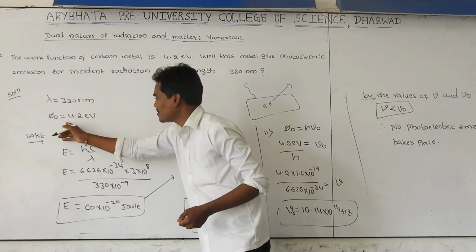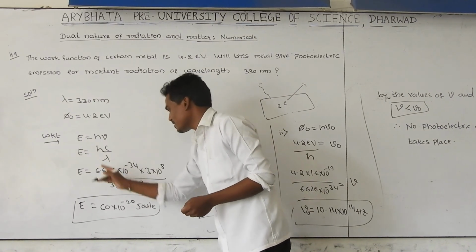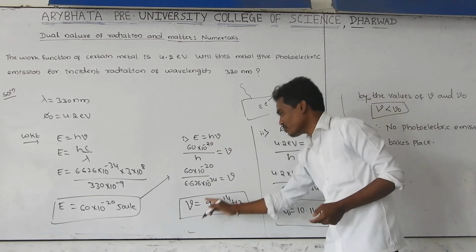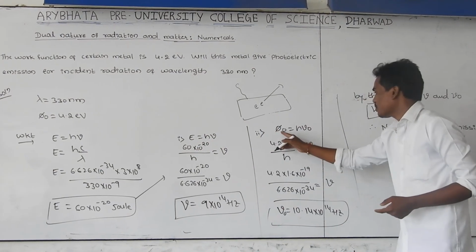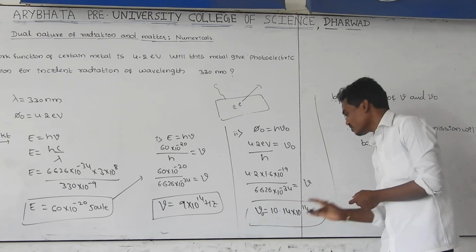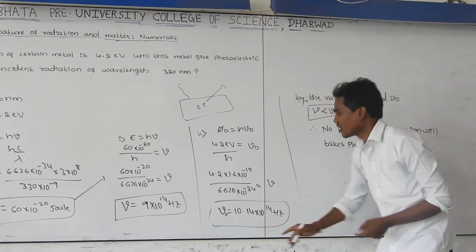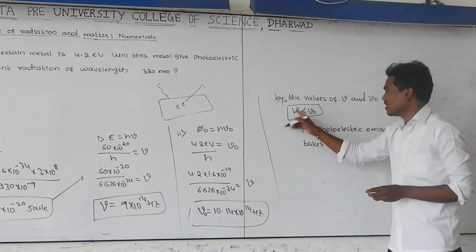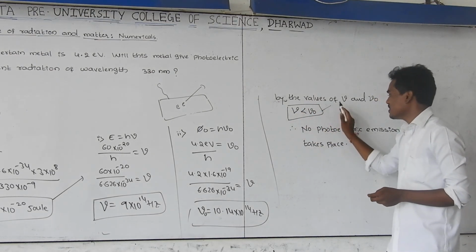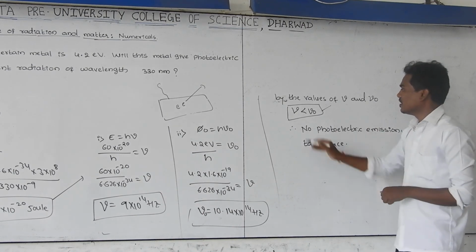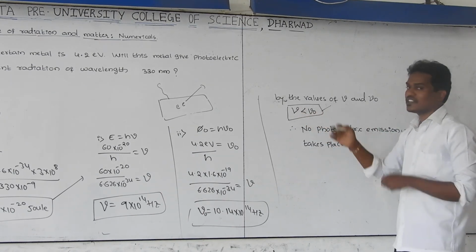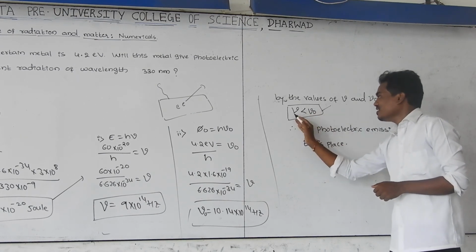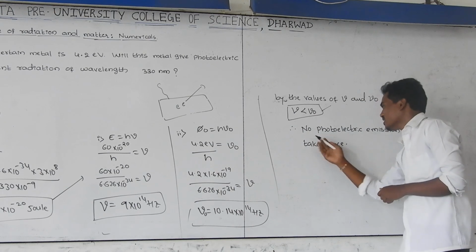Here is the lambda value and this is the work function. By using this relation, calculate the energy, E is equal to h nu. By using this equation, find out the nu value, and the work function is h nu naught. By using this equation, find out the value of threshold frequency. Compare nu and nu naught. Threshold frequency is greater than the incident radiation frequency. That's why in this case there is no photoelectric effect. The incident frequency should be greater than the threshold frequency, then only you get photoelectric emission. But here the threshold frequency is greater than the frequency of incident radiation. That's why there is no photoelectric emission.